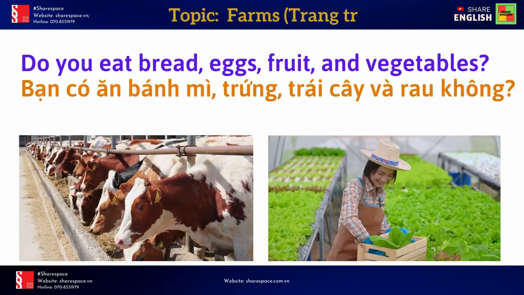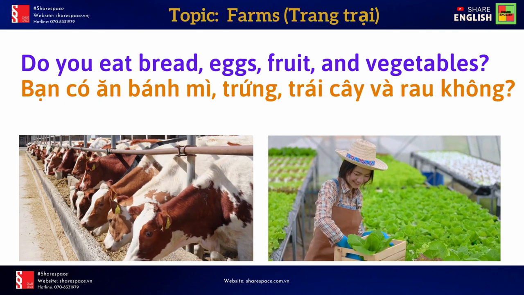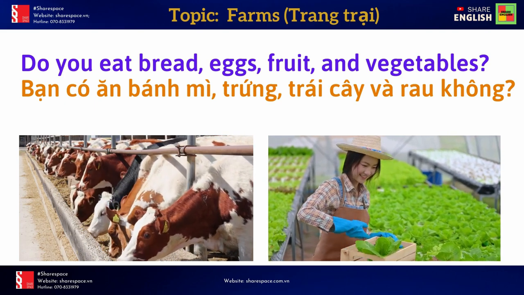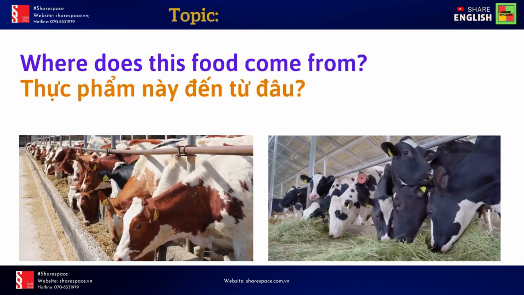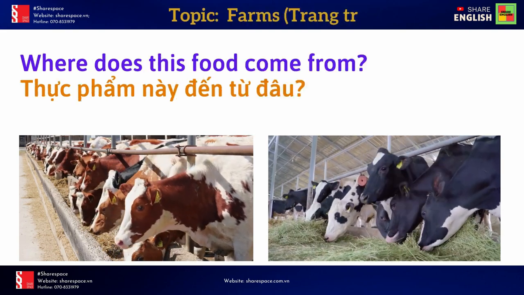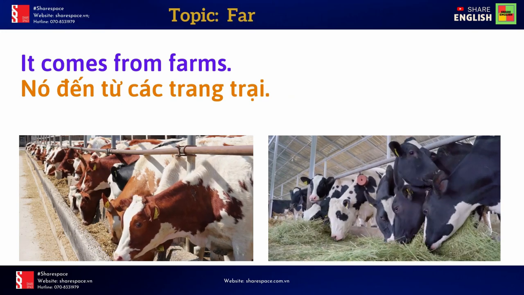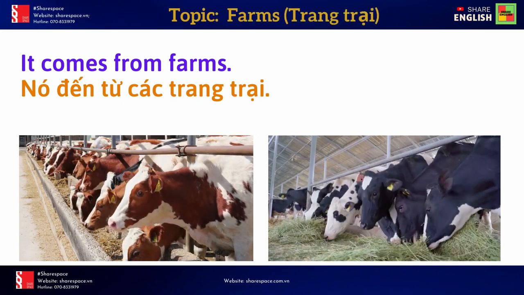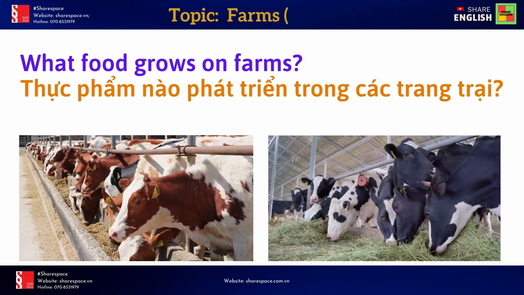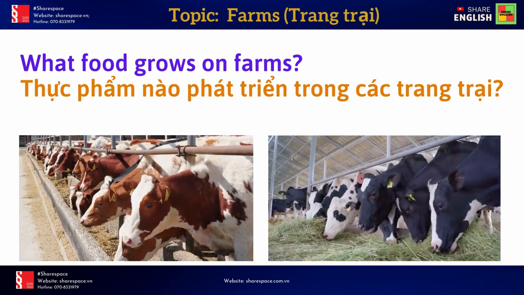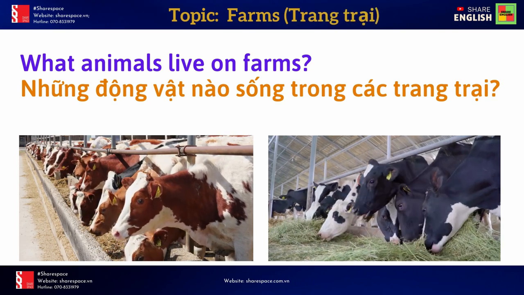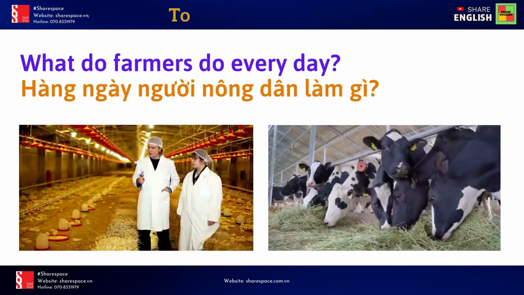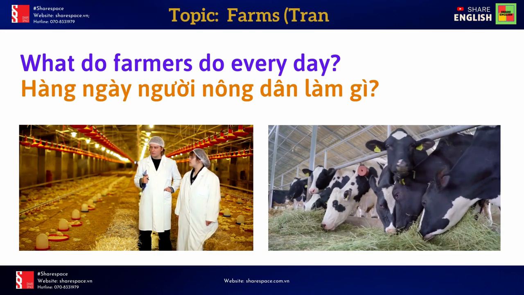Do you eat bread, eggs, fruit, and vegetables? Do you eat meat? Where does this food come from? It comes from farms. What food grows on farms? What animals live on farms? What do farmers do every day?